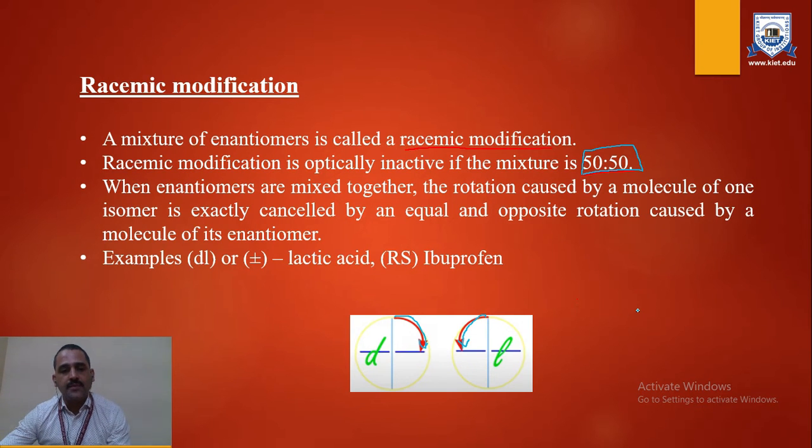Here we have some good examples of such type of racemic modification or mixtures like lactic acid plus minus and ibuprofen RS. So the R and S are present in this mixture in equal proportion. Same in lactic acid, the dextro and levo form are present in equal proportion.